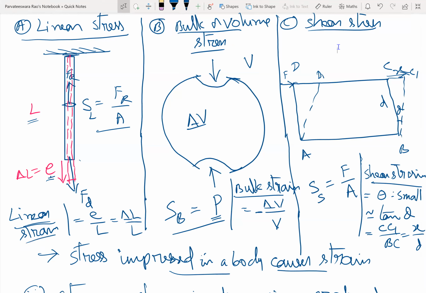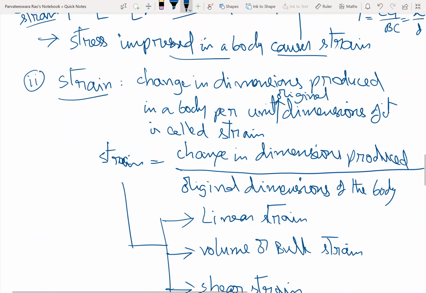So linear stress is F by A and linear strain is delta L by L. Bulk stress is P. Bulk strain is delta V by V. Shear stress is F by A. Shear strain is theta. So we are going to substitute those formulae.